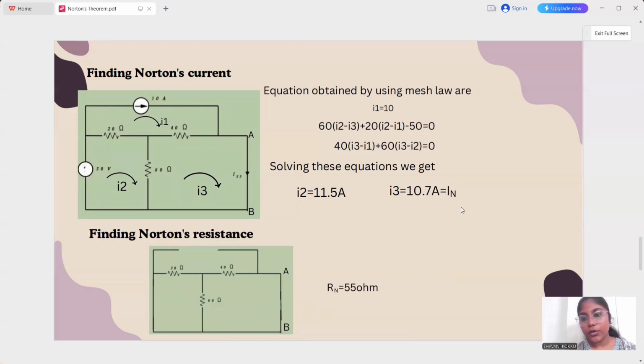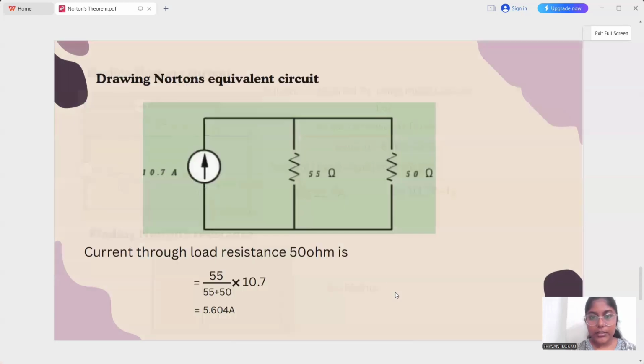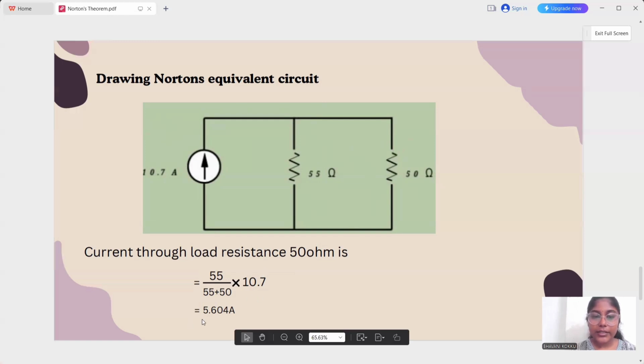Since we have both Norton's current and Norton's equivalent resistance, we can draw the Norton's equivalent circuit, which will be something like this. It contains a current source of IN equal to 10.7 ampere, which is connected in parallel with a resistor of resistance 55 ohm, that is connected in parallel with a 50 ohm resistor. Now, to find the current passing through this 50 ohm resistor, we can use the current division method. From that, we get 5.604 amperes. That is, the current passing through the load resistor 50 ohm is 5.604 amperes.